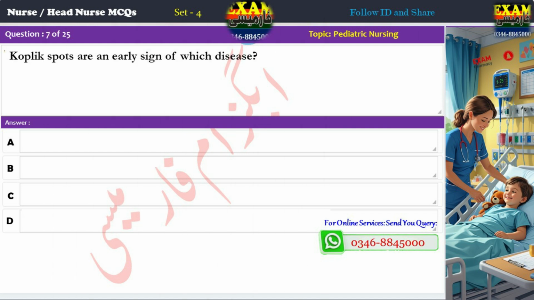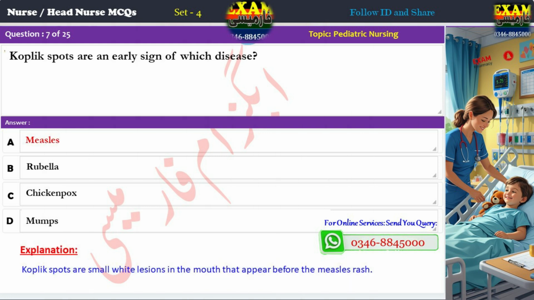Question 7. Koplik spots are an early sign of which disease? A. Measles. B. Rubella. C. Chickenpox. D. Mumps. Correct answer: A. Measles. Explanation: Koplik spots are small white lesions in the mouth that appear before the measles rash.